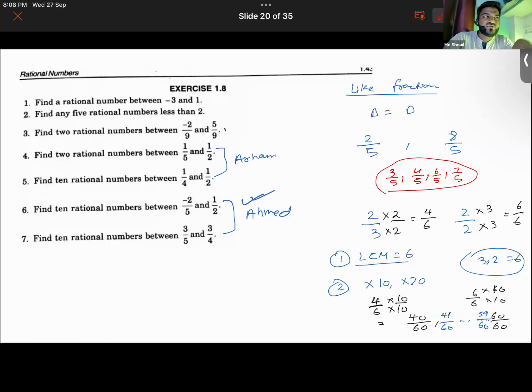It's better to first take the LCMs. For all the questions from 4 to 7, and question number 3, the denominators are all the same, so no need to take the LCM there. Therefore, for 4, 5, 6, and 7, you have to take the LCM.